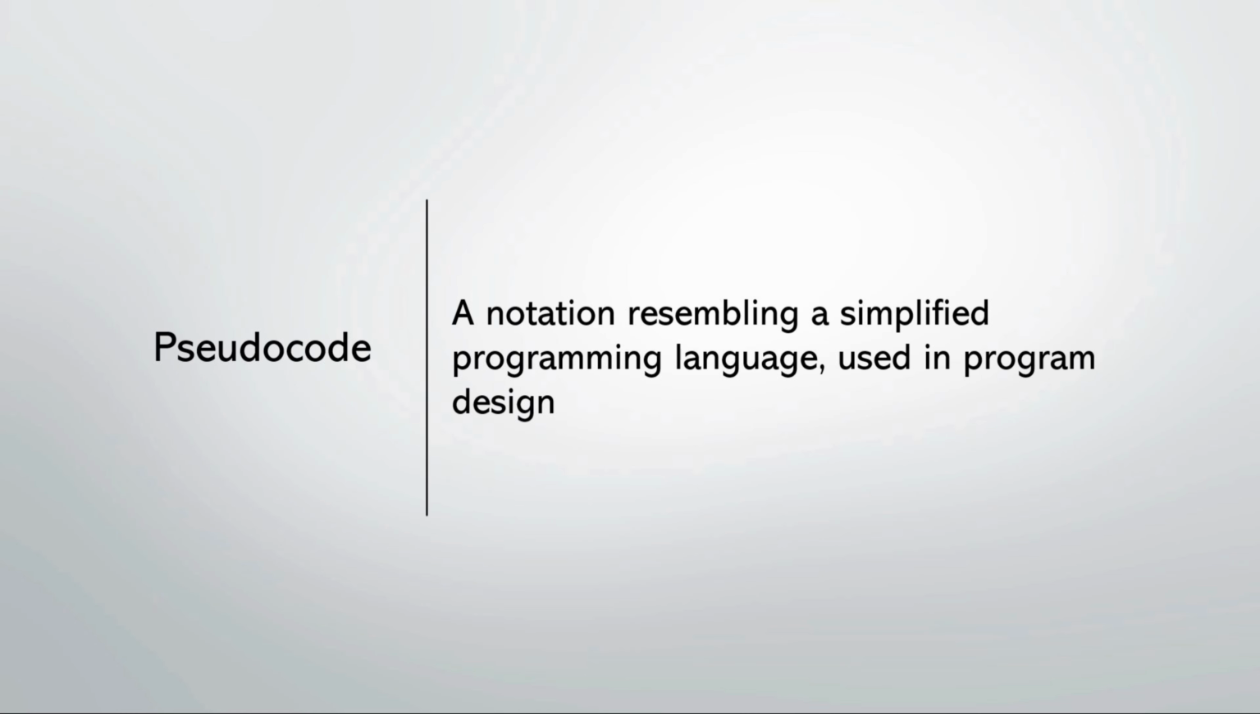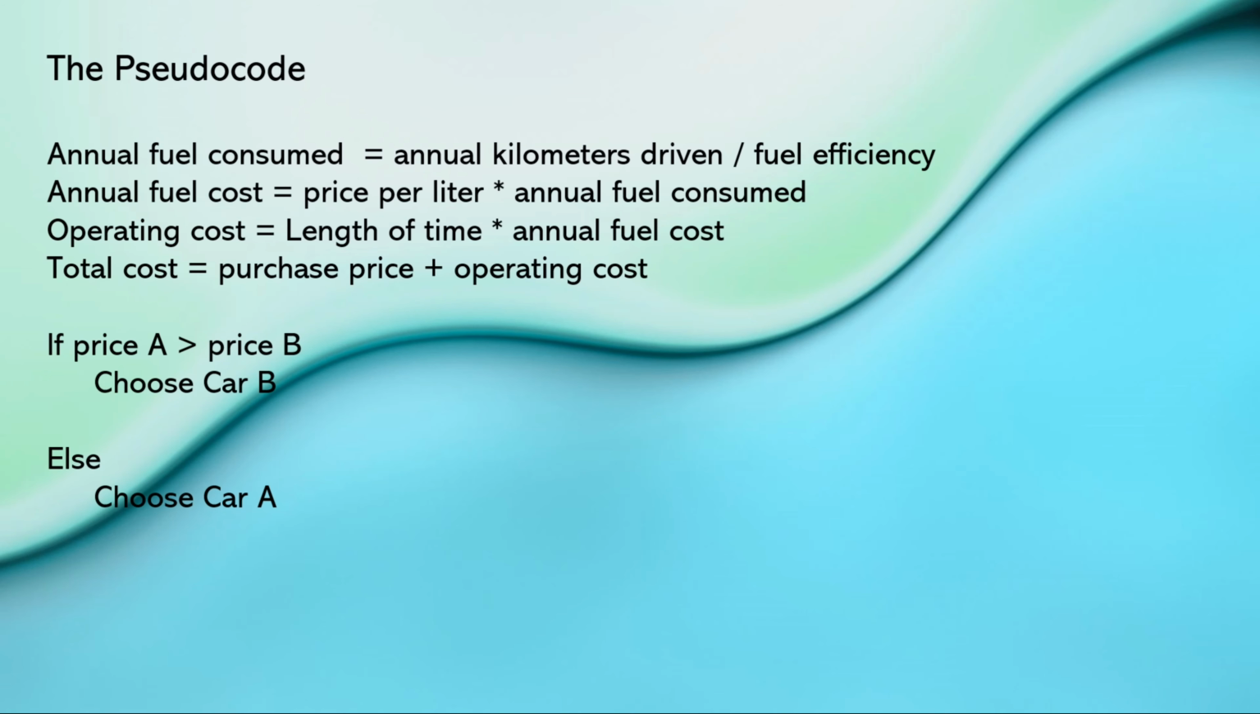The next step is translating the algorithm to pseudocode. Pseudocode is the language halfway between natural language and a programming language. Pseudocode is made by breaking the problem into smaller steps and solving them individually. In this case, you would want to calculate the total cost of both the cars to decide which one to buy.